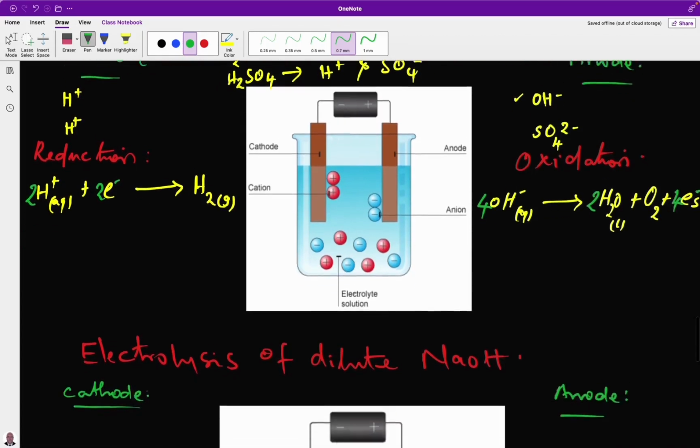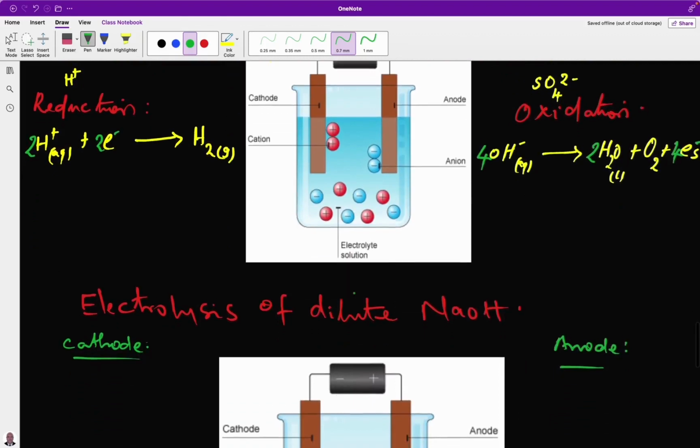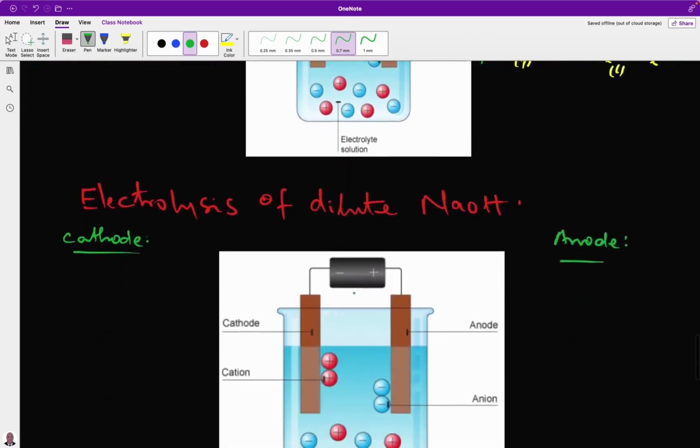Okay. It takes us to electrolysis of dilute sodium hydroxide. What happens with electrolysis of dilute sodium hydroxide? Or they can say electrolysis of aqueous sodium hydroxide. So what happens? Here we have sodium hydroxide. It is dilute. Water is involved. So water here will produce hydrogen ion and OH ion.